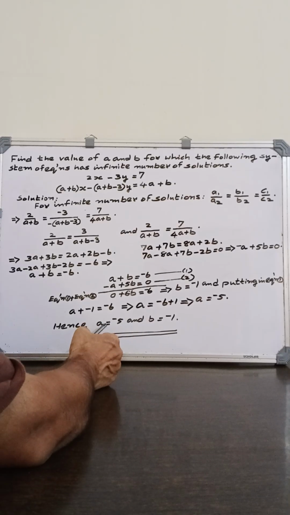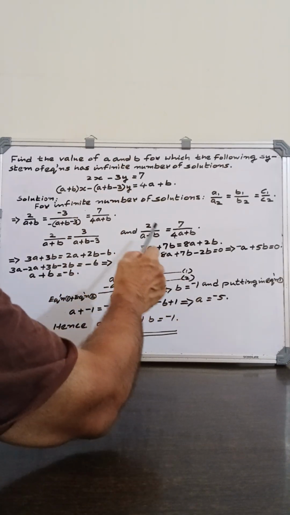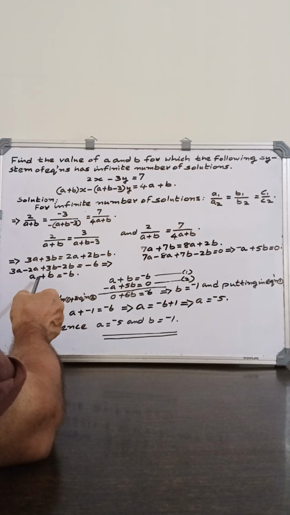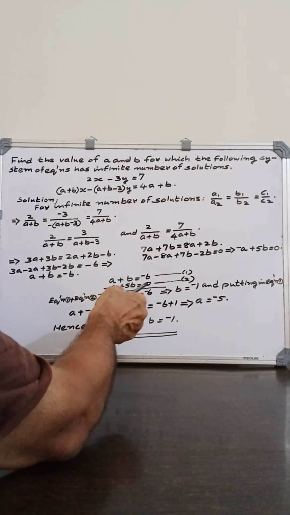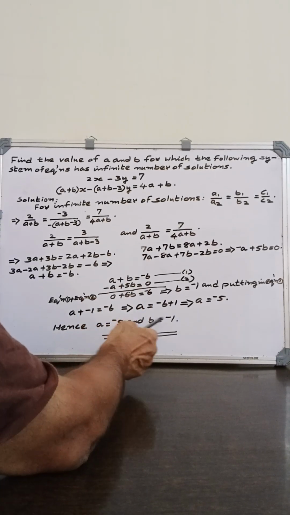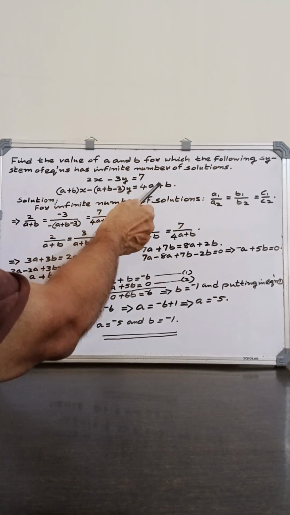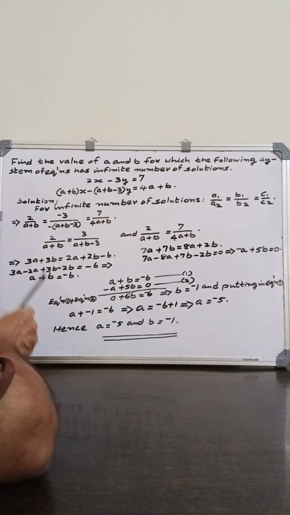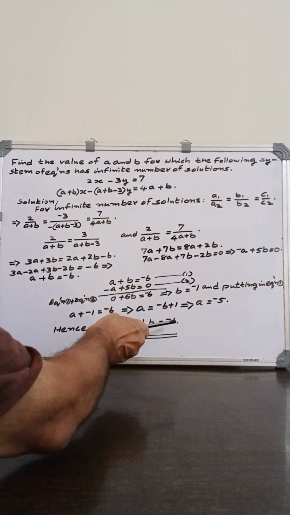That gives the required values of a and b in the given system of equations. The equations a plus b equals minus 6 and minus a plus 5b equals 0 are satisfied by a equals minus 5 and b equals minus 1. When we substitute here, the condition is obeyed. For infinite number of solutions, a and b have the values minus 5 and minus 1 respectively.